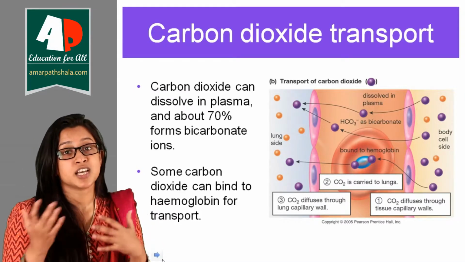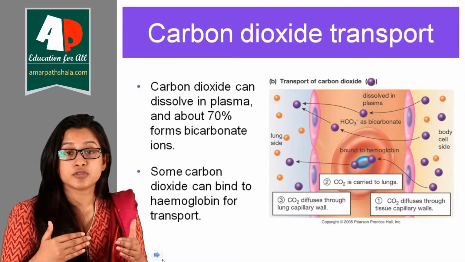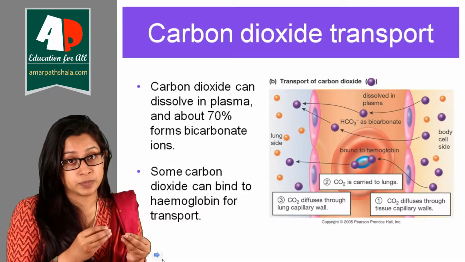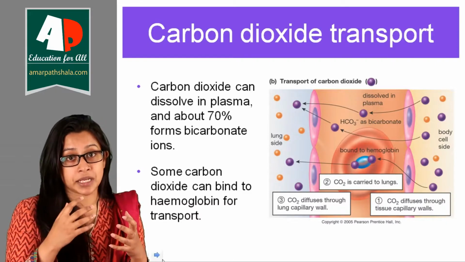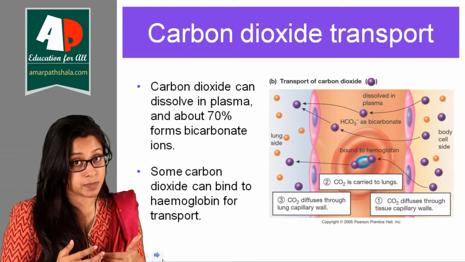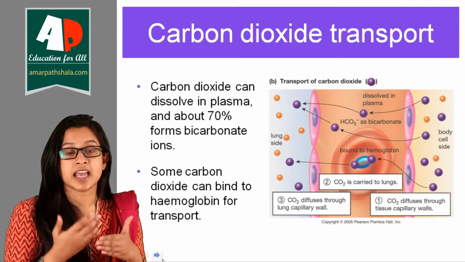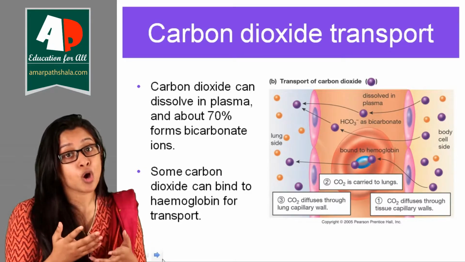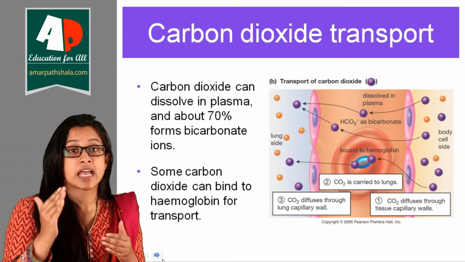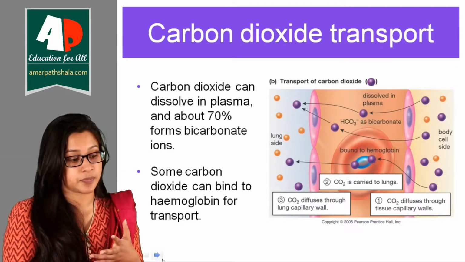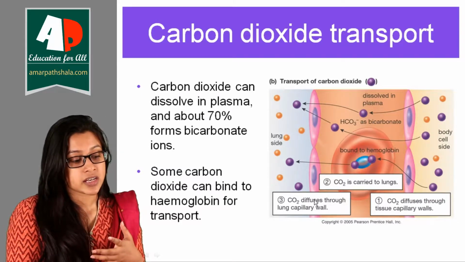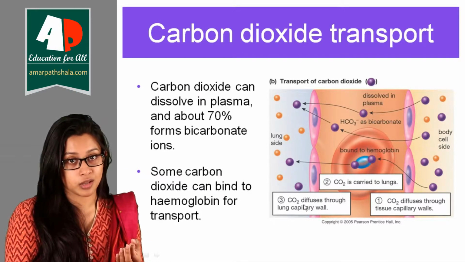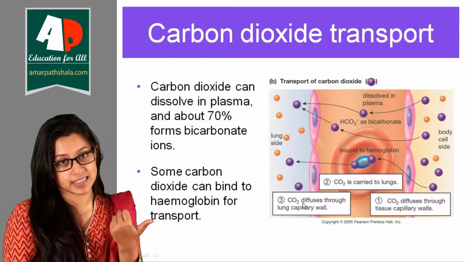So carbon dioxide from our body cells diffuses through tissue capillary walls and into the bloodstream. And in the bloodstream, in the blood plasma, it combines and forms bicarbonate ions. And through the flow of the blood, it is transported to the lungs. Inside the lungs, the carbon dioxide diffuses through the lung capillary wall into the alveolar air sacs.